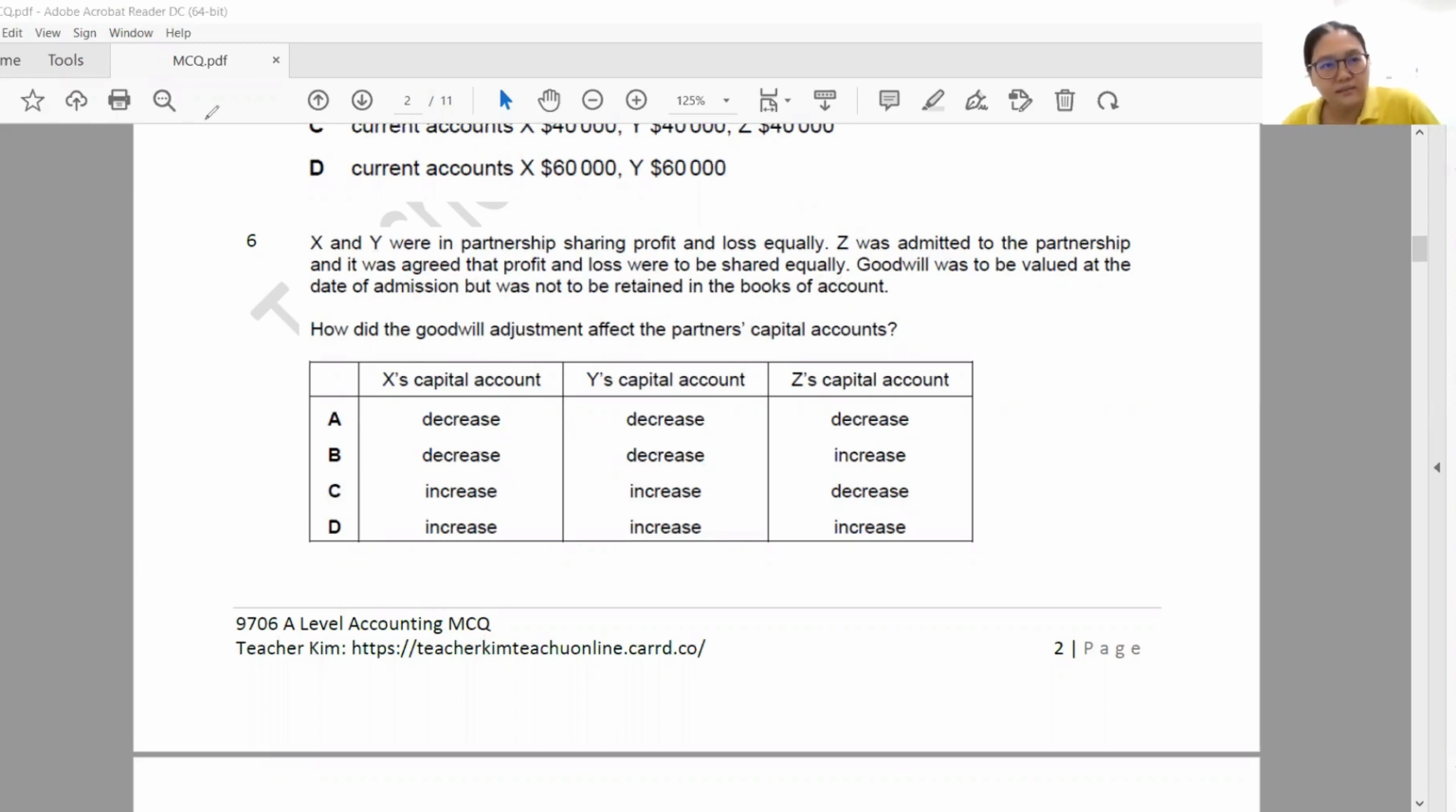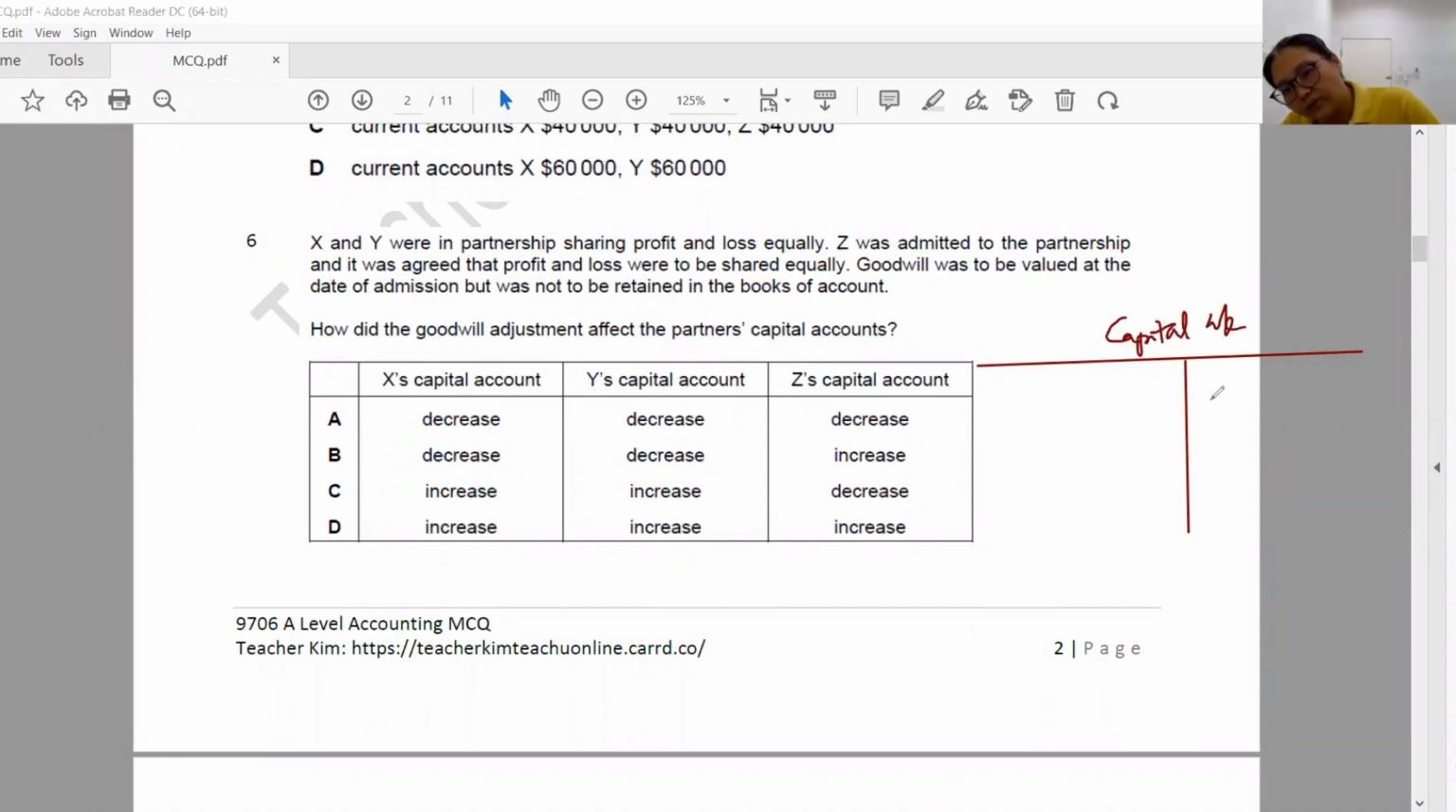So we'll just roughly explain the accounting treatment for the goodwill. Under the capital account, when you create the goodwill, you put it into the credit. When they say it was not retained in the books of account, it means that you have to debit it, which is the goodwill written off, on the debit side.